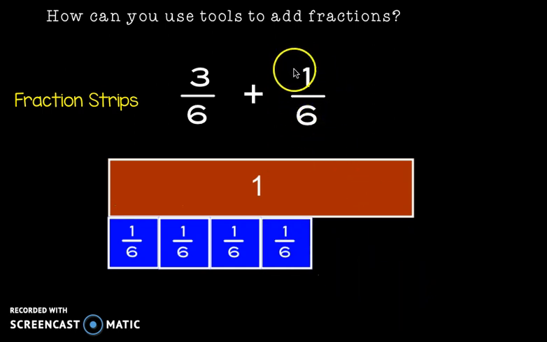Now how many sixths do I have? Well, let's count them. 1/6, 1/6, 1/6, 1/6. Altogether, I have 4 of them. So 3/6 plus another 1/6 equals 4/6. And so that's how you use fraction strips. You literally just compare them to 1 and you add them all up. And remember, notice I stayed in 6. I'm not in 12. I did not add the 6 plus the 6. I stayed in 6.